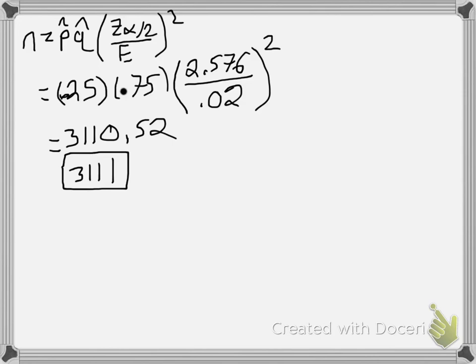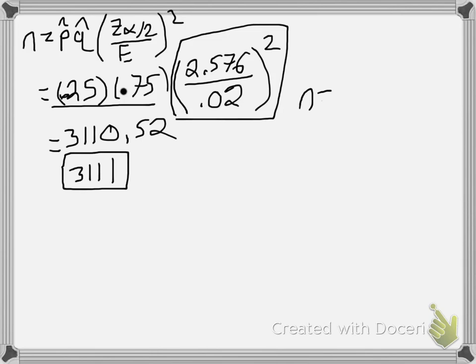Now, what if that original survey wasn't available? What changes? Well, this part does not change. That's still the same. What does change is the 0.25 and the 0.75, because we don't have that estimate. So what do we use? Students have a hard time remembering this for some reason: if you don't have an estimate, use 50-50. Okay? So n equals 0.5 times 0.5 times all of this.